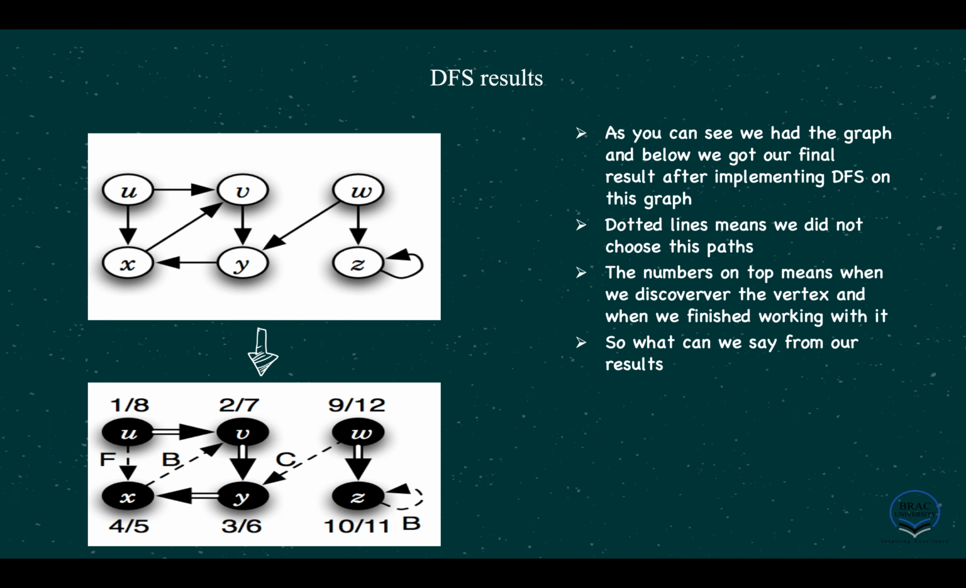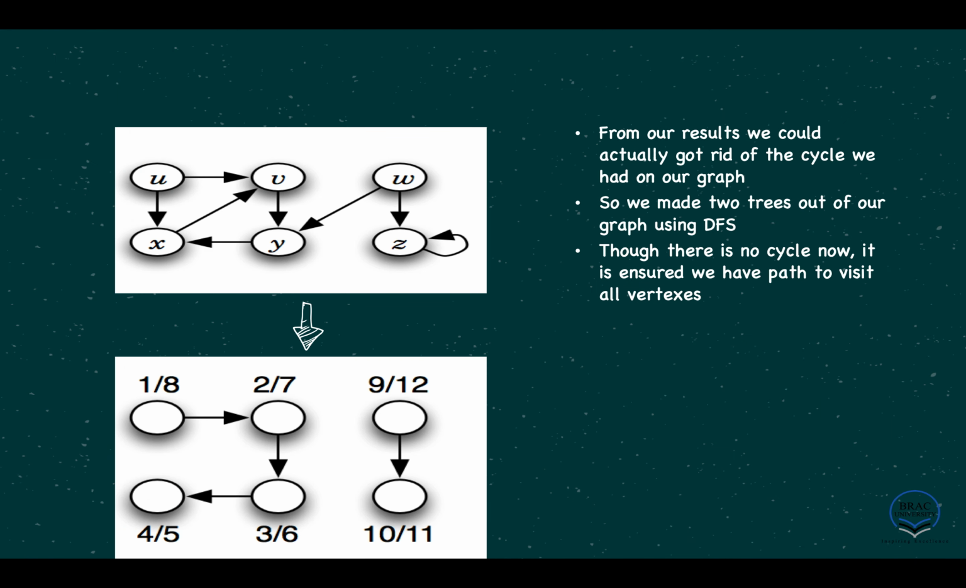Alright, so as you can see, we have the graph below where we got our final result after implementing DFS on this graph. Dotted line means we did not choose this path, and the numbers on top mean when we discovered the vertex and when we finished working on it. So what can we say from our results? We actually got rid of the cycle we had in the graph. So we made 2 trees out of our graph using DFS. Though there is no cycle now, it is ensured that we have a path to visit all the vertices.